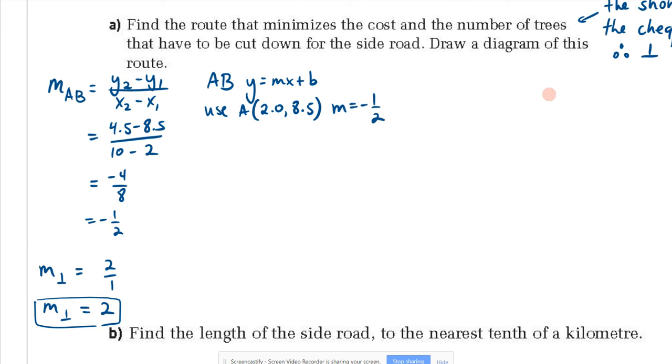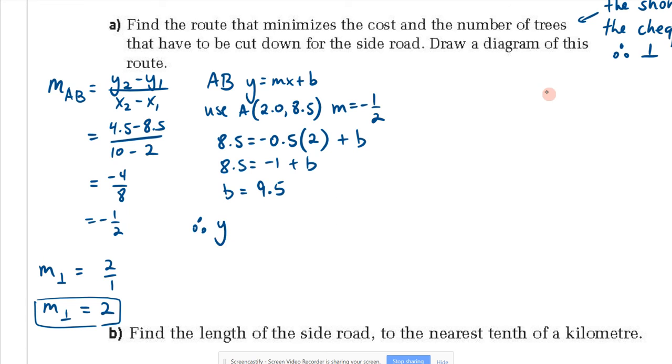So if I put that into the formula, 8.5 equals negative 0.5 times 2 plus b. Solve for b. So 8.5 equals negative 1, because that's half of 2, plus b, and therefore b would equal 9.5. And so the equation for AB is y equals negative 1 over 2 x plus 9.5.